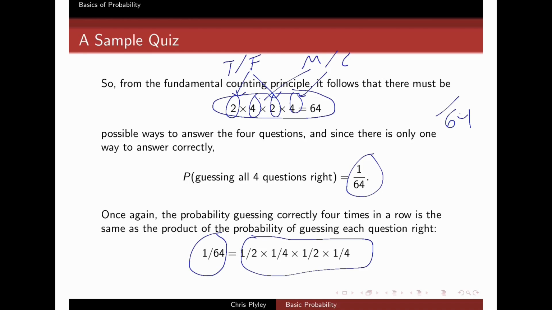Because notice that 1 in 64 is the same as 1/2, which is my likelihood of guessing this first question right, times 1/4, which is my likelihood of guessing the second question right, times 1/2 times 1/4. And this also equals 1 over 64.